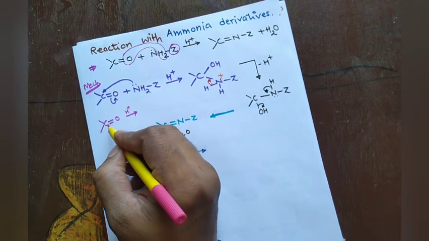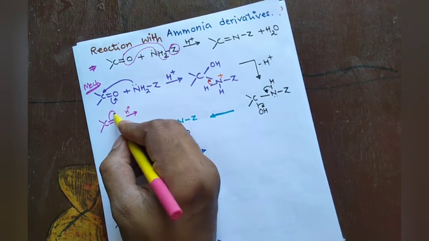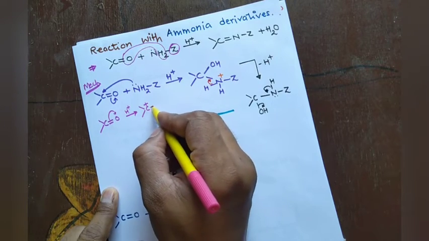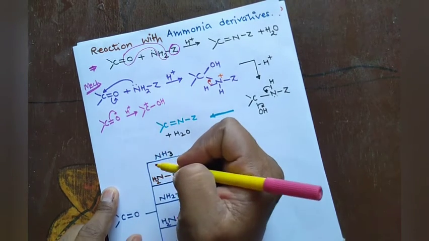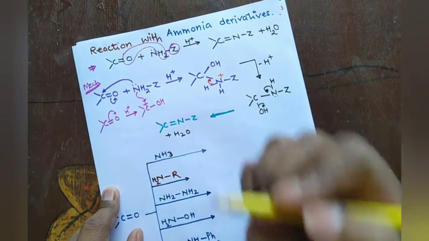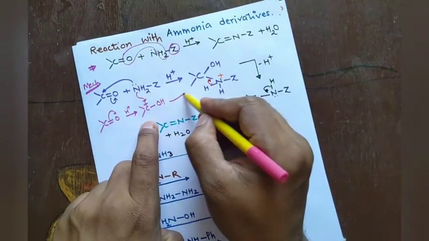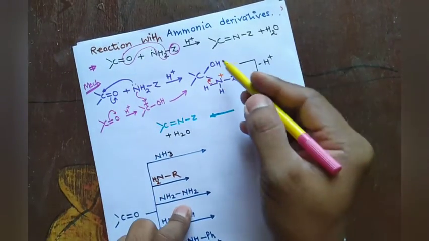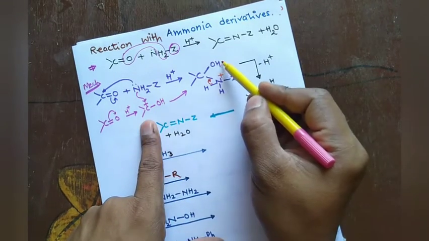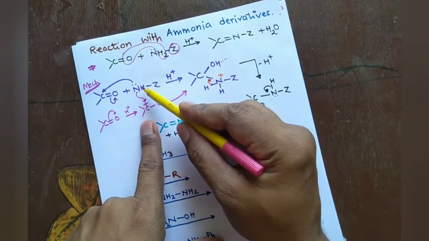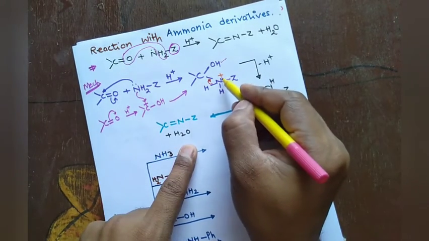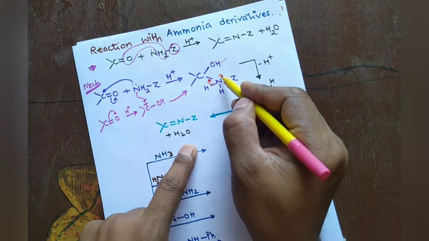This H plus adds to the carbonyl group oxygen. C plus and then OH. Now this NH2Z molecule attacks, forming this complex. This compound, you have got your carbon with OH here. Now NH2Z plus.